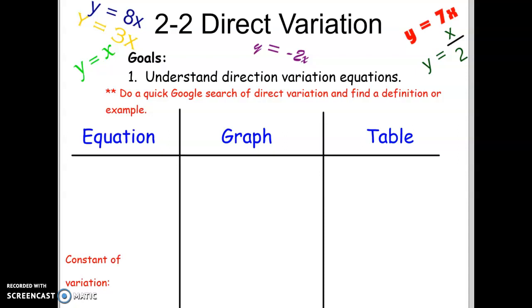One other thing to focus on throughout this lesson is there will be some vocab, specifically the vocab word constant of variation, which will come up when we do equations. There should be a note sheet to follow along with, so here we go.